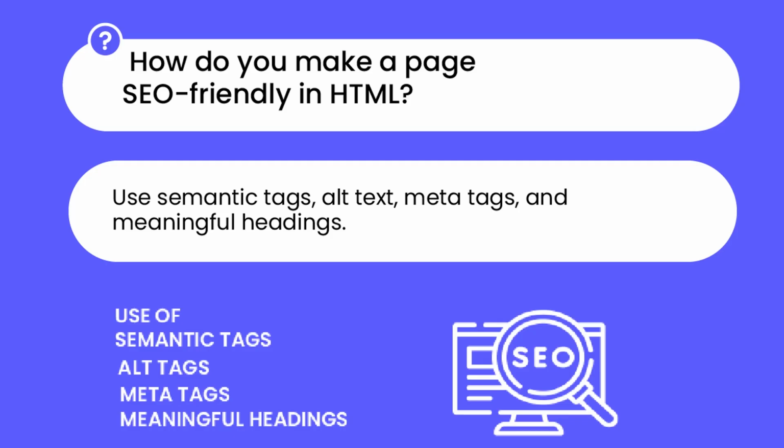How do you make a page SEO friendly in HTML? To make your HTML page SEO friendly, start by using meaningful and semantic tags like header, main and footer. Add descriptive titles using the title tag and include a concise meta description. Use heading tags H1 to H6 properly to organize your content. Also make sure your images have descriptive alt text and your URLs are clean and readable. All this helps search engines understand and rank your page better.